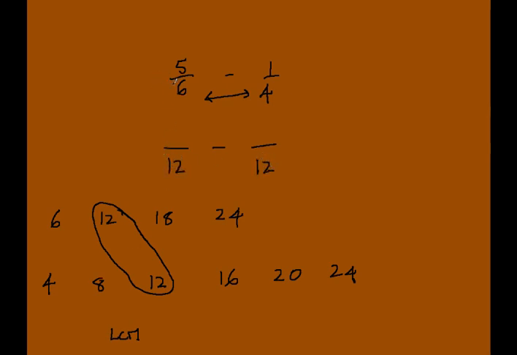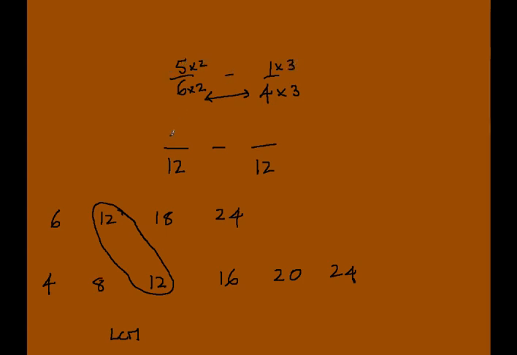Now that means what? We're trying to change the 6 into a 12. That means what? 6 times what will give you a 12? 6 times 2. 4 times what will give us a 12? It's 4 times 3. Again, let's remember the rule. Whatever you do on the bottom, do it to the top. So if you multiply the bottom by 2 here, you have to multiply the top as well by 2. If you multiply the bottom by 3 here, you have to multiply the top as well by 3.